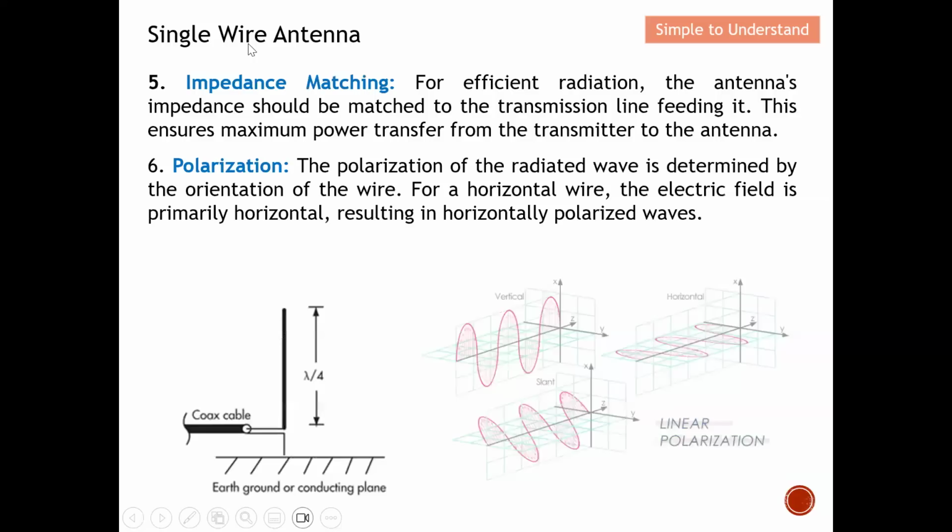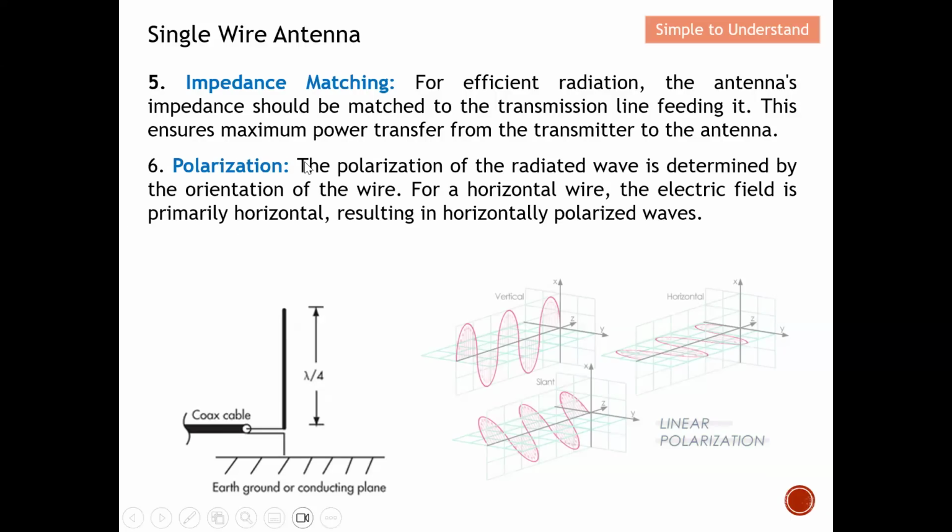Next, come to impedance matching. For efficient radiation, the antenna impedance should be matched to the transmission line feeding it. This ensures maximum power transfer from the transmitter to the antenna. You can see that this is the transmission line. Based on the characteristics of the transmission line, we want to design the antenna to match the characteristics of the transmission line. Once we're able to do this, we ensure maximum power transfer from the transmitter to the antenna.